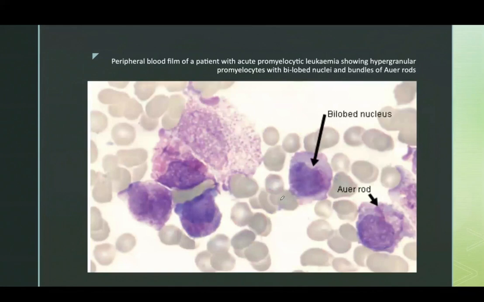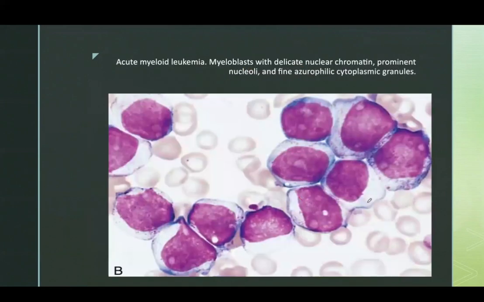This is a bilobed nucleus again. See here, it's a bilobed nucleus. Again, here there is an Auer rod, especially in acute promyelocytic leukemia. This is a hypergranular promyelocyte with bilobed nuclei and Auer rods. Again, acute myeloid leukemia with delicate nuclear chromatin, very prominent nucleoli, and some granules called fine azurophilic cytoplasmic granules.